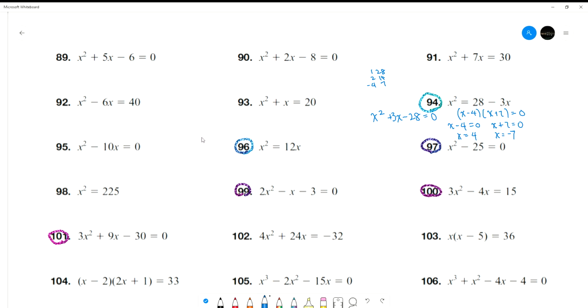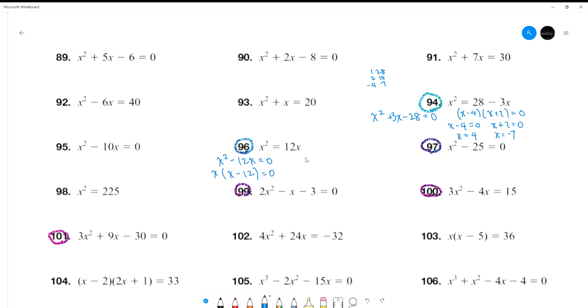Number 96. So in this problem, we have a quadratic, right? x squared equals 12x. So we can subtract 12x on both sides, and that's equal to 0. Since there are two terms, you look for the GCF, right? So with the GCF, you have x, and the other factor is x minus 12, right?